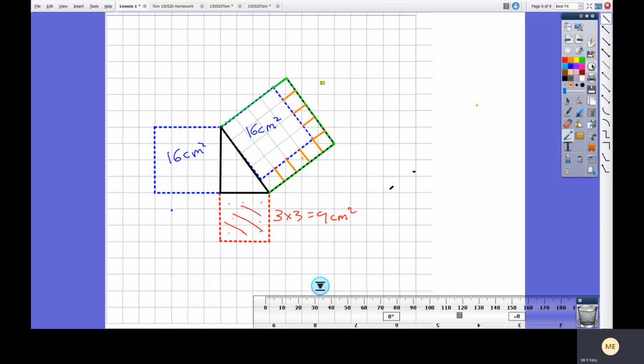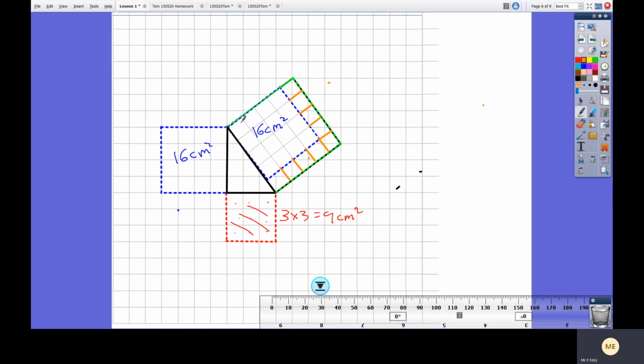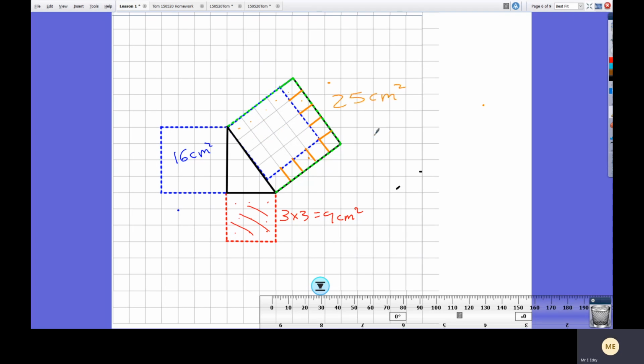And then to work out the area of the green square, it's going to be the area of this segment with the blue dotted lines, and the section that remains. So let's count the squares. I've got 1, 2, 3, 4, 5, 6, 7, 8, 9, 10. Let's go up in 5s, 5, 10, 15, 20, 25. So I can see that the area of the large square coming off the hypotenuse is 25 centimeters squared.